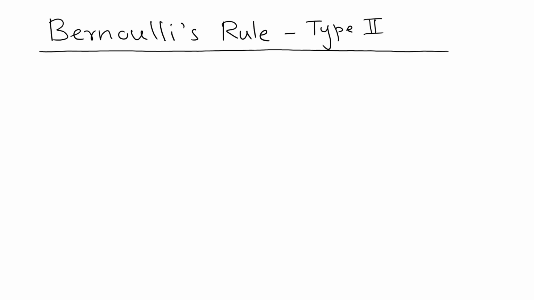In this video, we study Bernoulli Rule type 2. Type 2 means you get products like 0 times infinity. It can be one of those infinities. So you have one function which goes to 0, the other function which goes to infinity, and then we get 0 times infinity. So this is another indeterminate form, because when you have 0 times infinity, we really don't know what can happen. It can be 0, it can be infinity, or it can be a number.